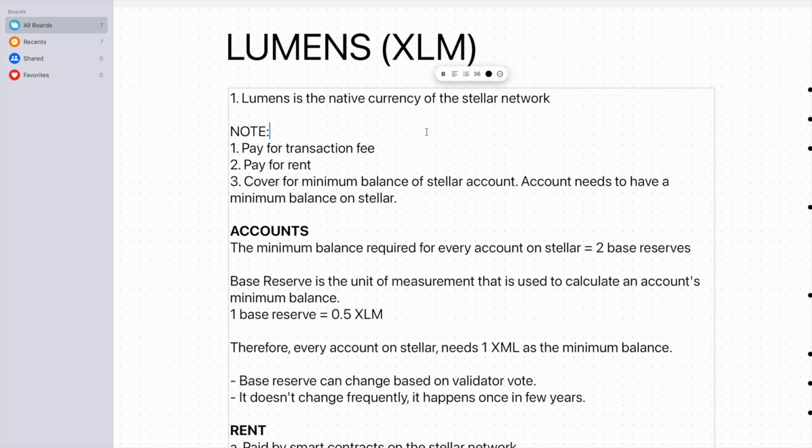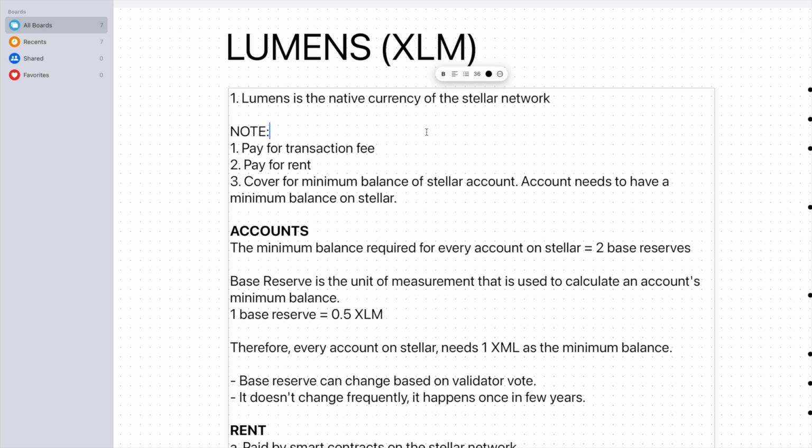And what do you mean by native currency? It's basically the token that is native to Stellar. So every blockchain tends to have its own currency. You've read things like BTC, right? BTC is the currency of the Bitcoin network. ETH is the currency of the Ethereum network. We tend to call it Ether or ETH. And for Stellar as a blockchain, we have Lumens as the currency of the Stellar blockchain. So that's basically what it is.